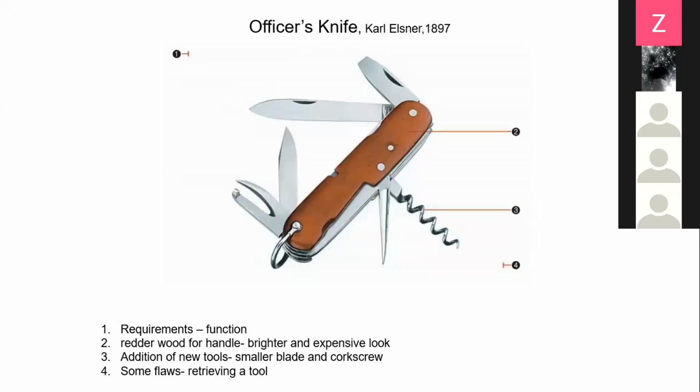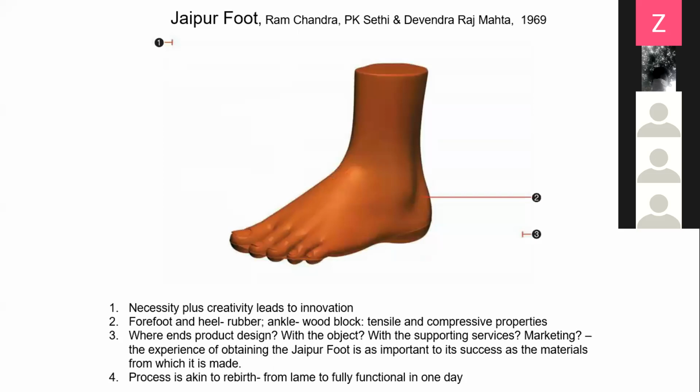And then the officer's knife. So again, I will not go into detail here. And last is our own Indian invention, which is the Jaipur foot by Ramchandra and P.K. Sethi, and how they were not designers. Ramchandra was actually a sculptor who was hired by P.K. Sethi to teach art to children who had polio in a school.